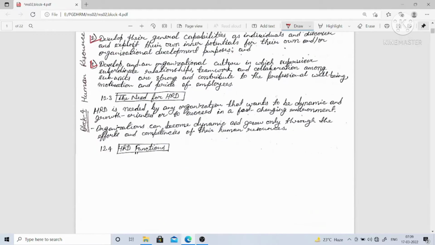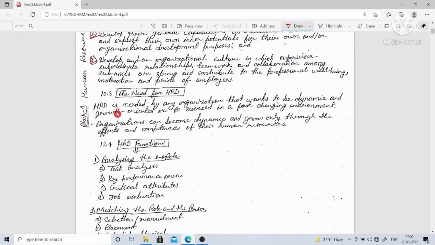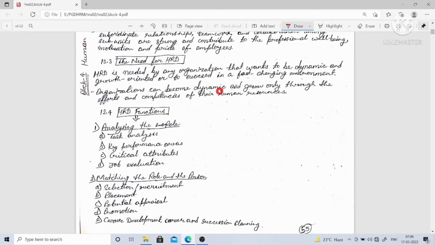Need for human resource development. Human resource development is needed by any organization that wants to be dynamic and growth oriented, or to succeed in a fast changing environment. If any organization wants to be dynamic and growth oriented and also wants to succeed in a fast changing environment, then there will be a need for training and development of employees.